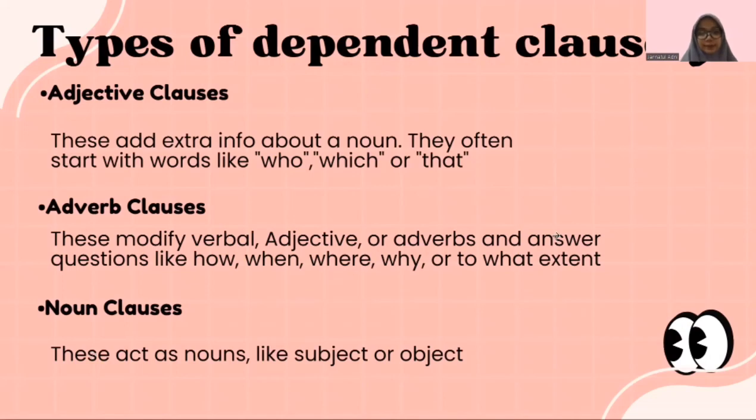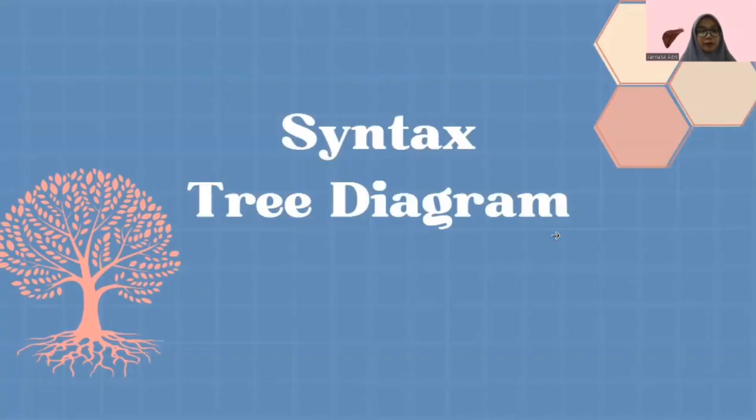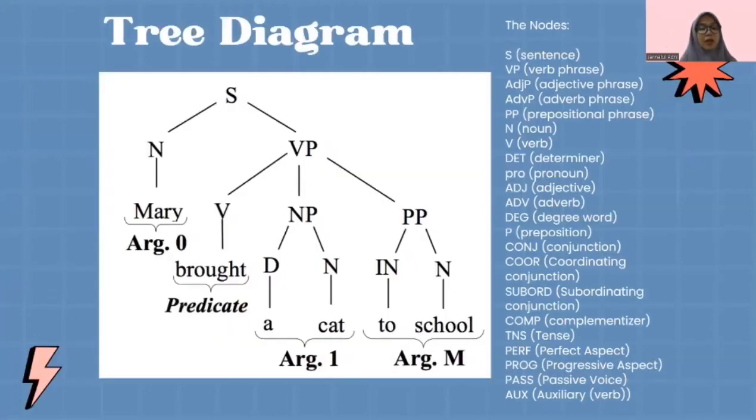The next, okay, the last material is the syntax tree diagram. Before explaining this syntax tree diagram, I recommend you all memorize and pay attention to the notes so you aren't confused about what VP stands for or others. So S for sentence, VP for verb phrase, and so on. Okay, so now let's see this picture.